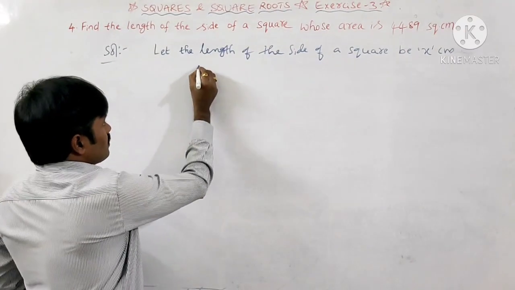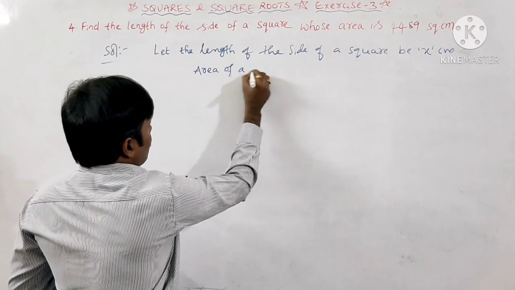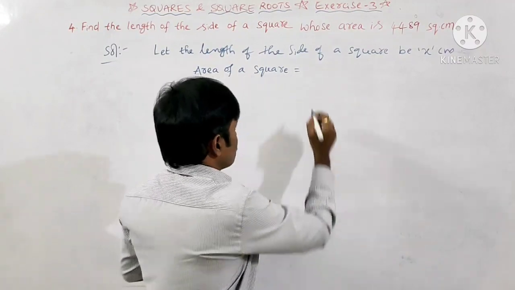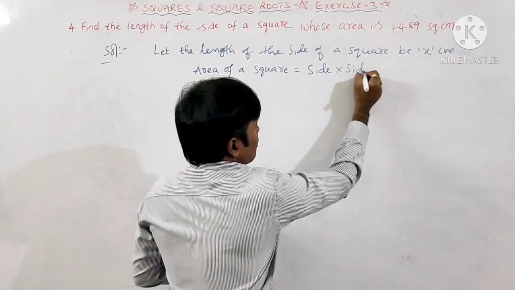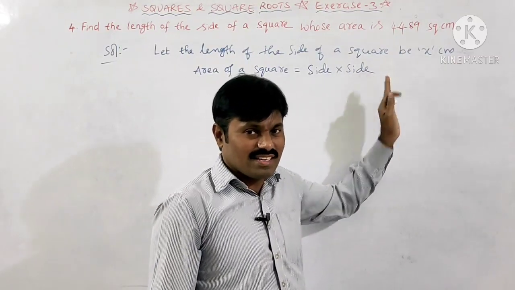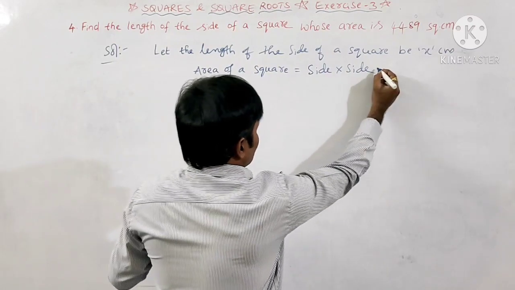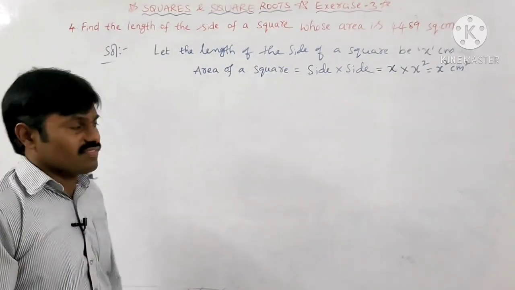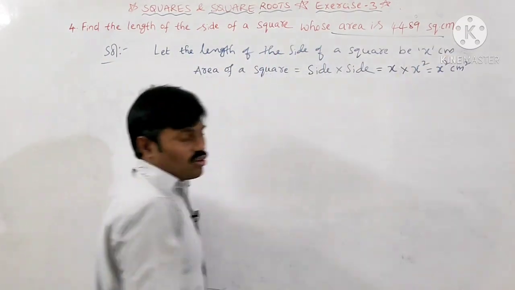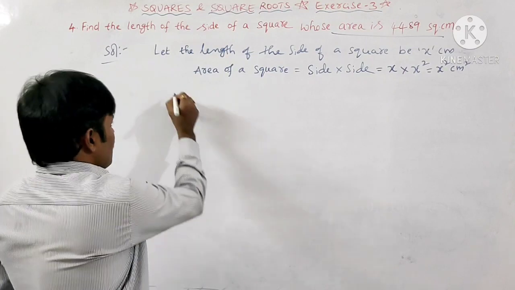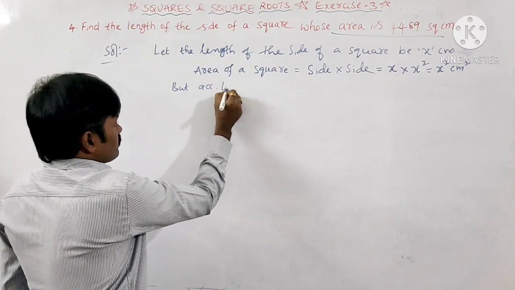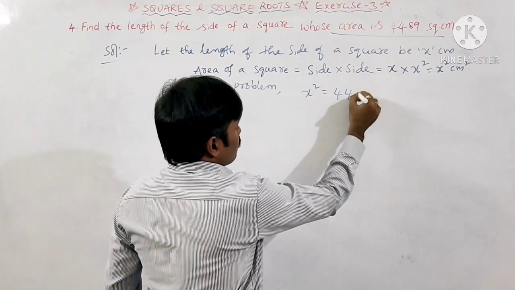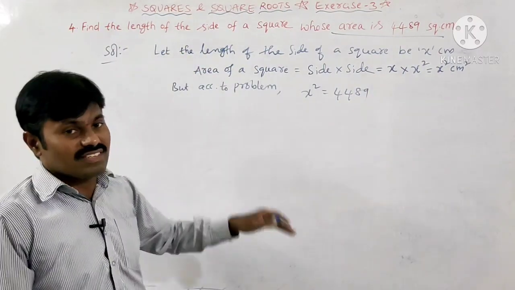Now what is the area of a square formula? Area of a square is side into side. Here we have considered the length of the side of the square as x centimeters, so it becomes x into x, that is x square centimeters. But according to the problem, the area given is 4489 square centimeters. So x square is equal to 4489. But we want the length of the side, the x value.